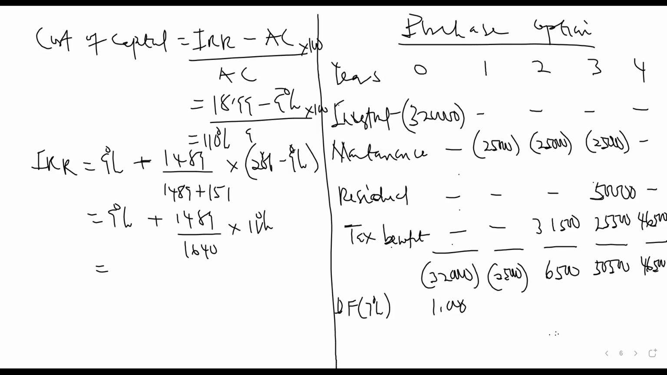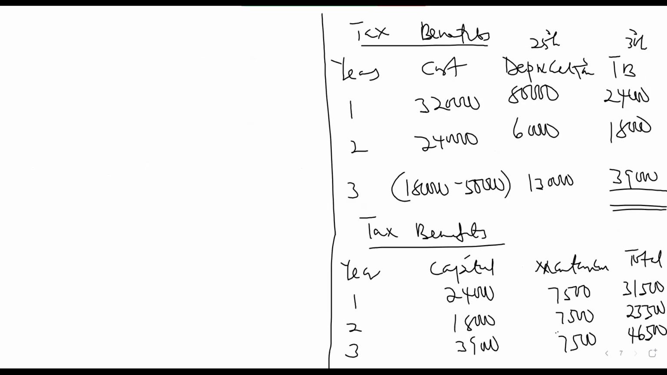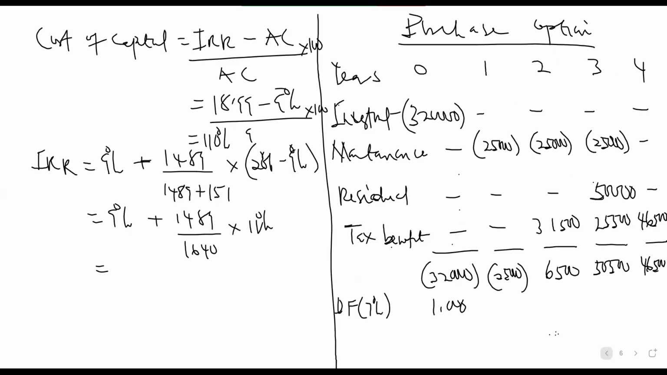Can you go to the tax benefits schedule for me, the second one? The 24,000 in year 1 is the capital allowance. Is it the tax benefit from the first schedule? Yes, that is for the capital allowance. Please, can we get the discount factor one by one so that we move on? The discount factor is 7%. We use after tax cash flow.